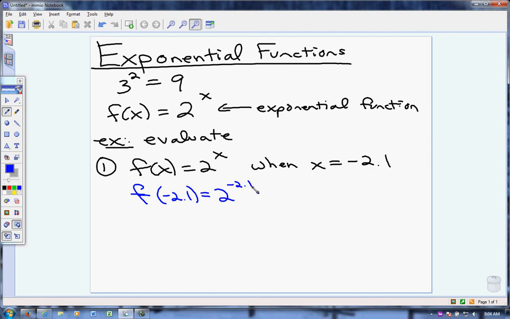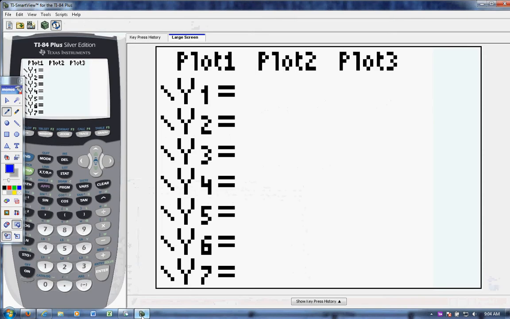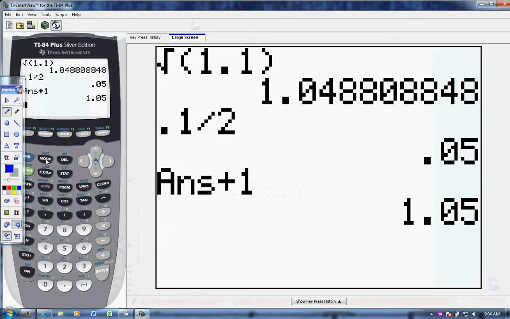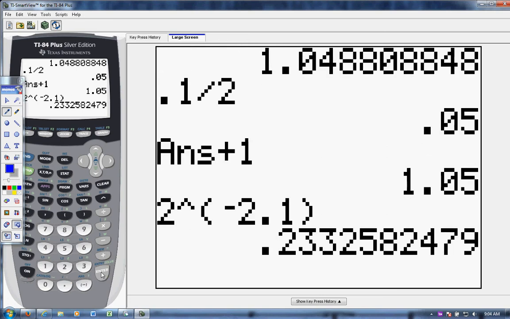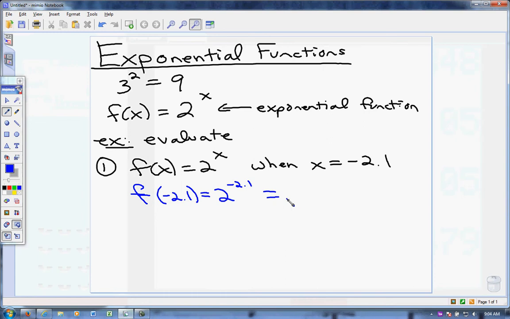Of course, this is a calculator problem. It's kind of hard for us to find a power of 2.1. So you can just go to your calculator, and I can put in 2 caret, I'm going to put this in parentheses just to be safe, negative 2.1. Hit enter, and you get a decimal answer. So pretty easy. That's 0.233. And we used the TI-84 for that.